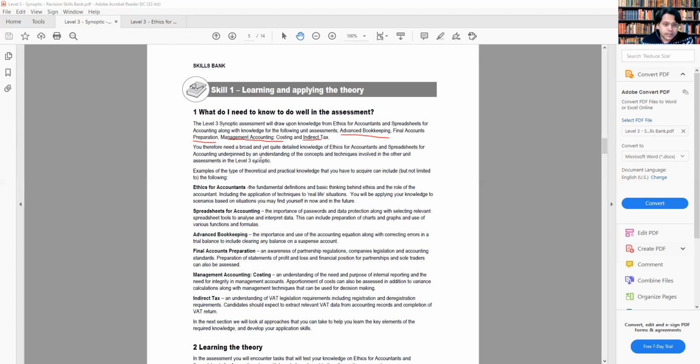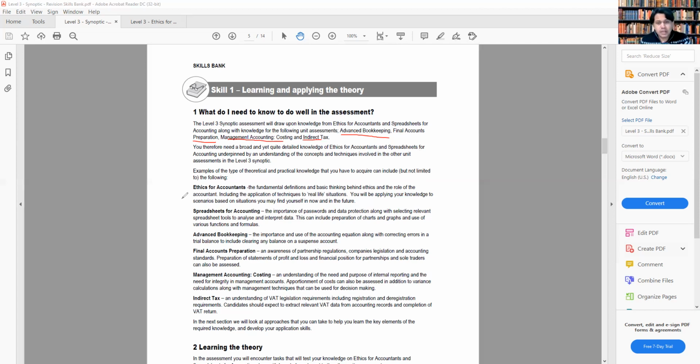So you therefore need a broad and yet quite detailed knowledge of Ethics for Accountants and Spreadsheets for Accounting, underpinned by an understanding of the concepts and techniques involved in the unit assessments in the level 3 synoptic. Examples of the type of theoretical and practical knowledge that you have to acquire can include, but are not limited to, the following: ethics for accountants.